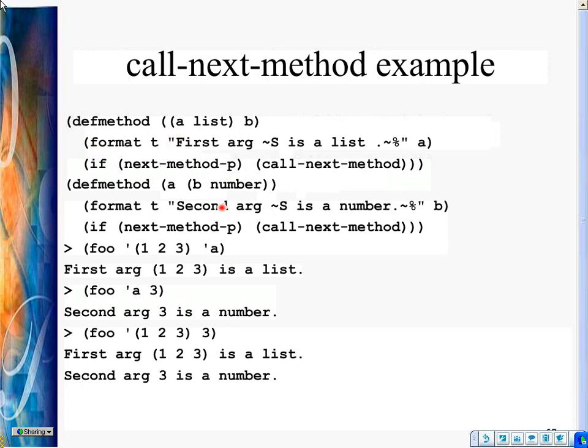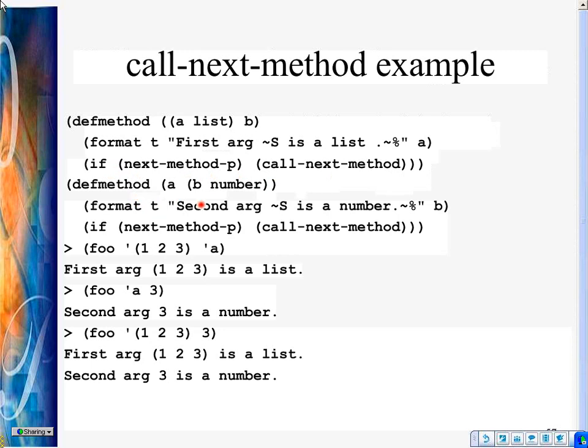Here we're just using standard classes within Lisp. A is a list. Here we are defining a method where the first argument is a list and the second argument is anything. Then what it does is it prints out first argument is a list, and you remember format, that's a line feed. And then we do a test. There's an operator called next method P that returns true if there is a next method, otherwise returns nil. So we test to see whether there's a next method. If there is, we call it.